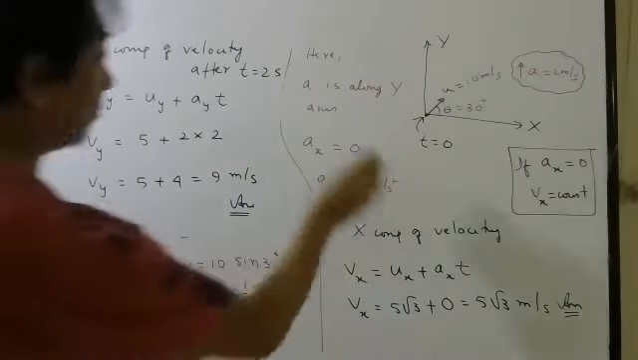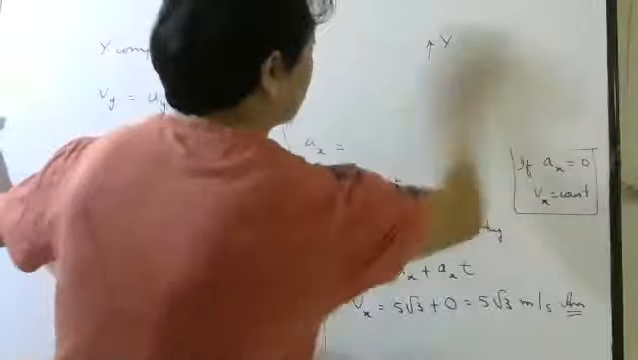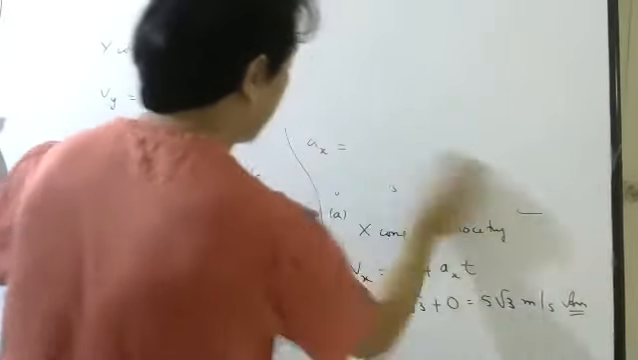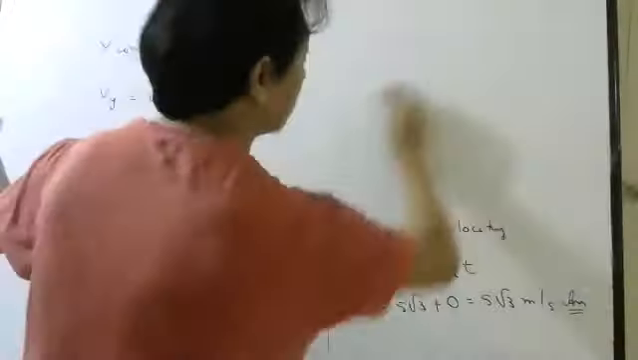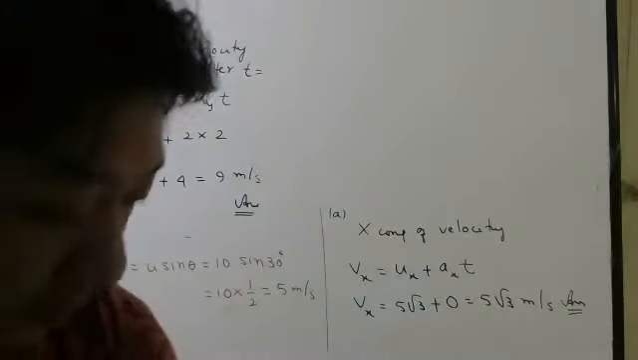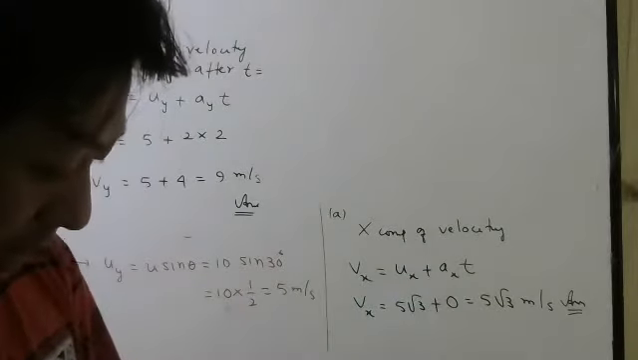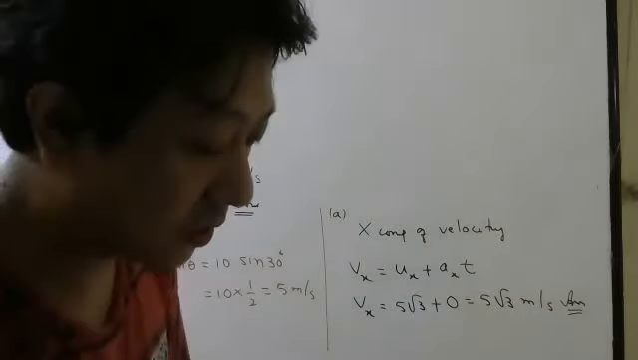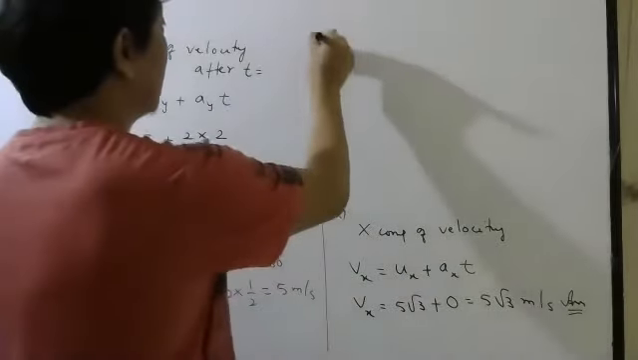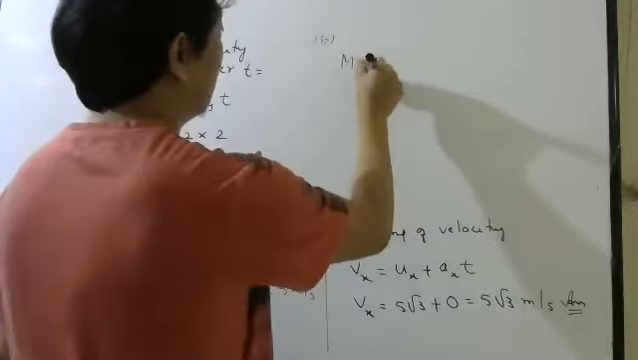Okay, so we are done with the x and y components. Second part, what are they asking? Second part, let us see what they want. They want, I think, magnitude of velocity. Alright, that is very easy. Magnitude of velocity.